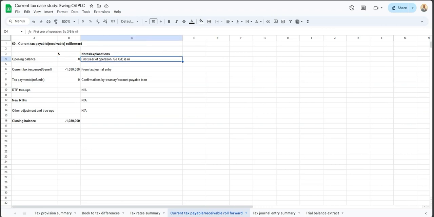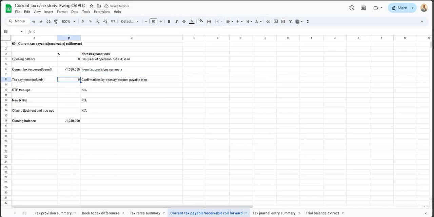The current tax expense here is coming from, okay, I'll come back to explain where this is coming from. So no, I think I can change that. It probably needs to just come straight from the tax provisions working paper, tax provision summary. Yeah, I think that makes a lot more sense.